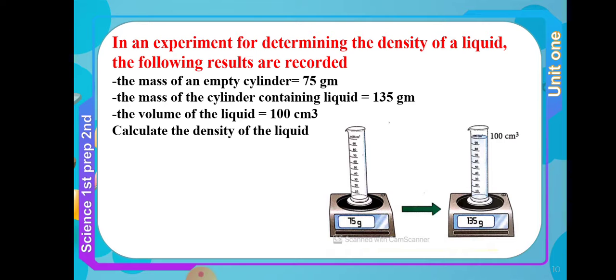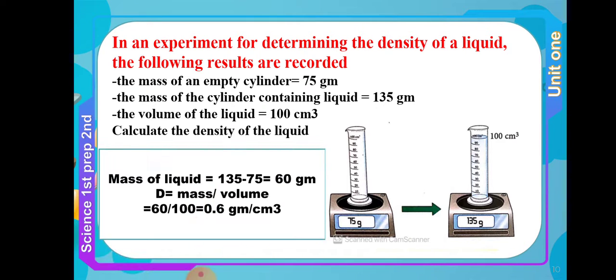Now we are going to study an experiment for determining the density of a liquid. To calculate the density of any matter, we must know its mass and its volume. So how can we calculate the mass of any liquid? The mass of any liquid equals the mass of the cylinder containing the liquid minus the mass of the empty cylinder.